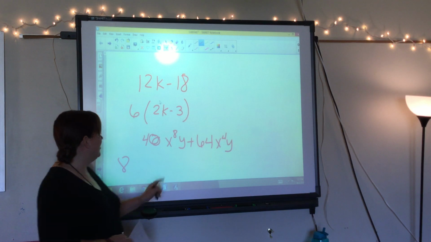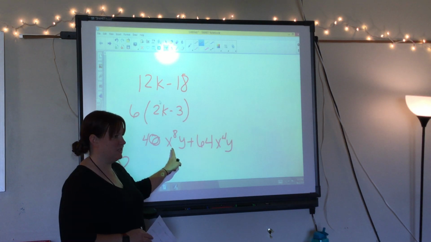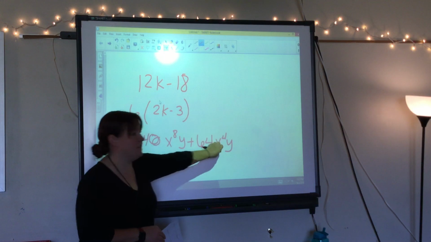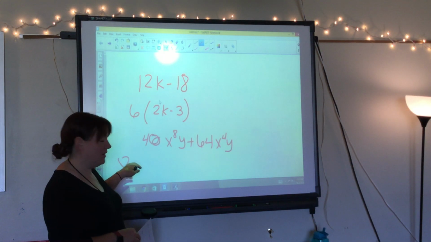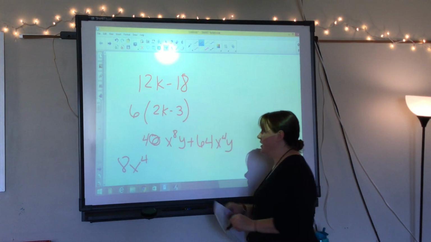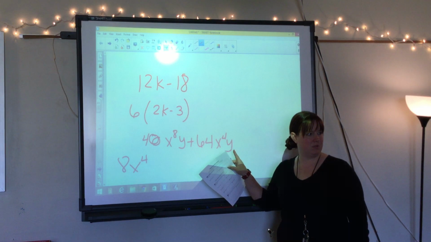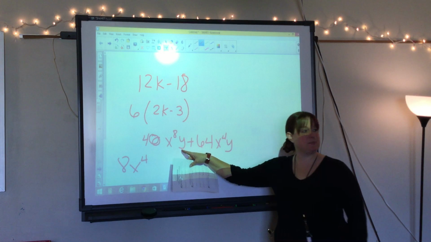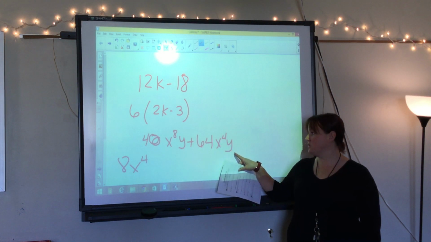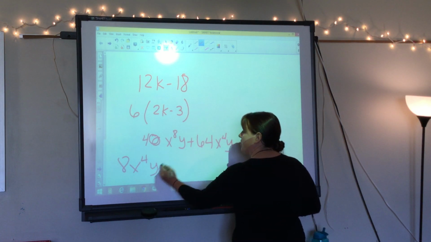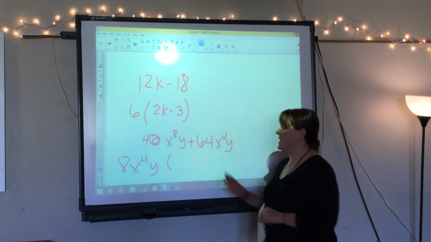8, 40, 64. What about these x's? Can I divide out some x's? Yes. I can take, see, there's 4 x's in this one and 4 x's in this one. So I could take all 4 of these and then take 4 of those out. So I would have 8 x to the 4th. And then what about the y's? Can I take a y out of each one? Yeah, because I could divide this by y, and I could also divide this by y. So there is a y in each of these, so I can pull the y out.